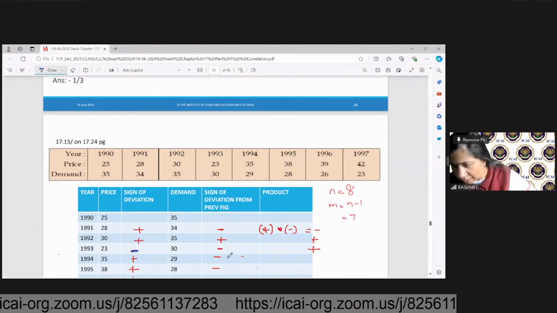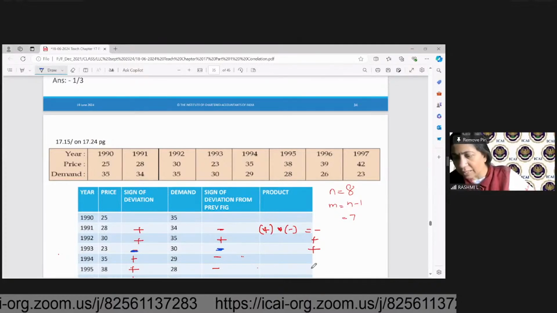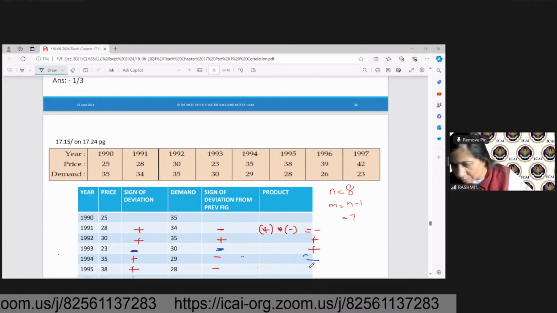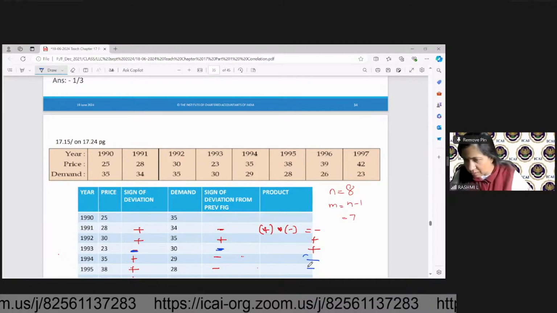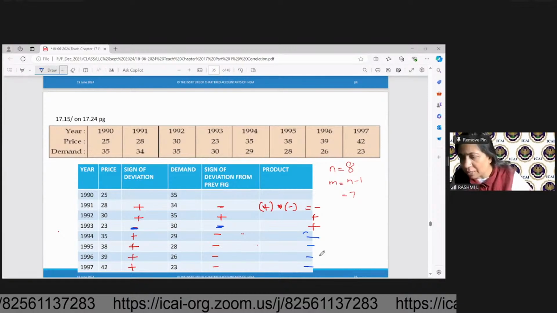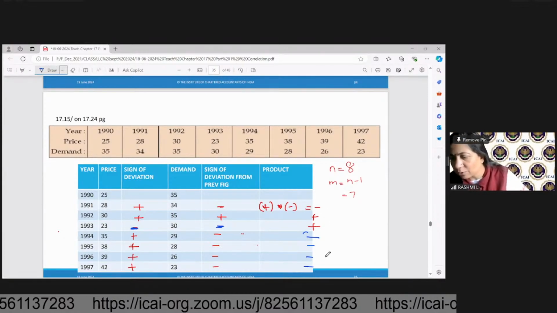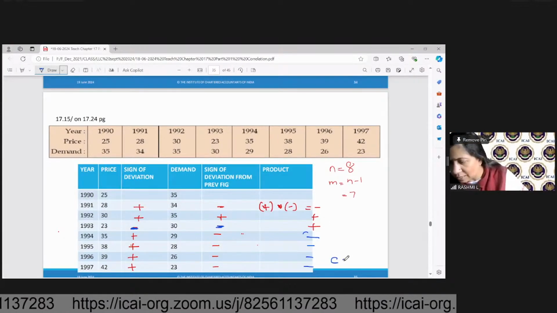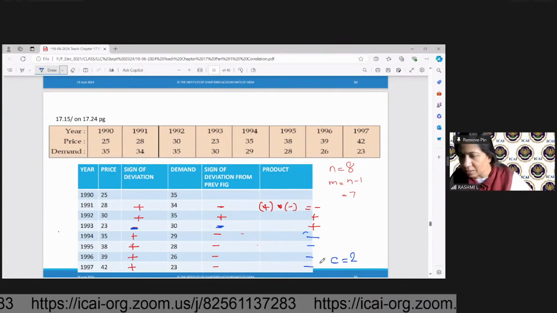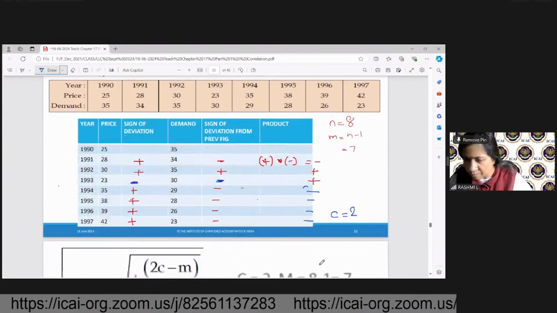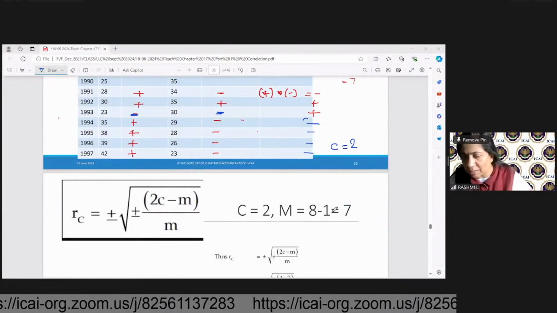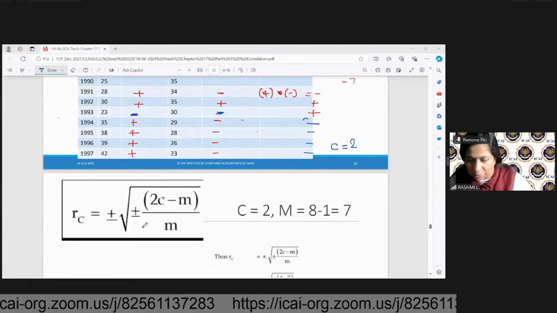This is also negative. This is also negative. Negative into negative is giving me positive. Then plus into minus, minus, then minus, and then minus. So how many plus do I have? I have two pluses. So that is called as C. C is 2. Okay. M is 7. So I have got C as 2, M as 8 minus 1, 7. I have to just substitute over here.